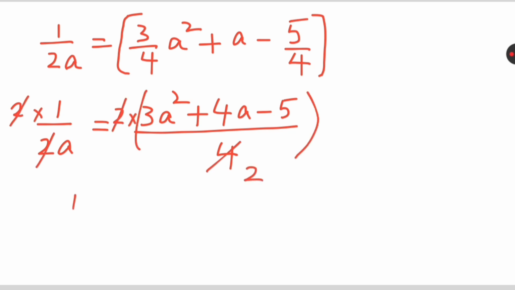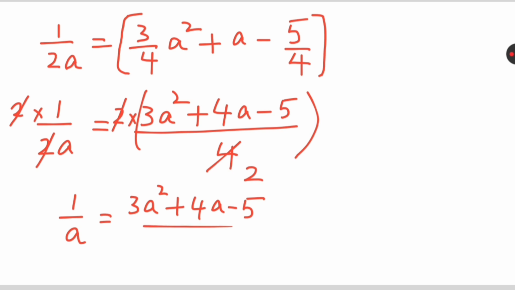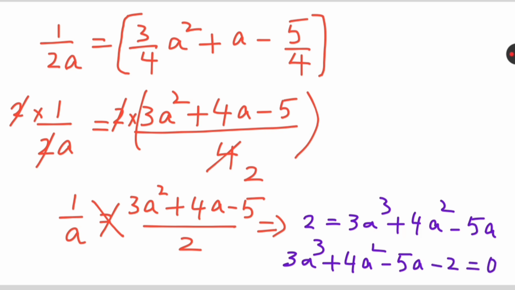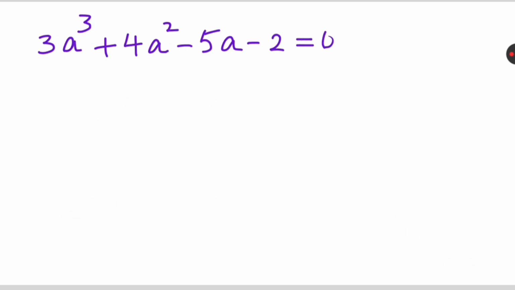So we are going to get 1 over a equal to (3a² + 4a − 5)/2. If you cross multiply, then we get 2 = 3a³ + 4a² − 5a. So we can write this as 3a³ + 4a² − 5a − 2 = 0. So we are getting a cubic equation here, and we need to find the values of a.